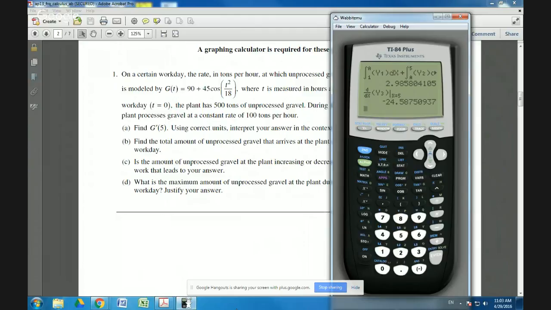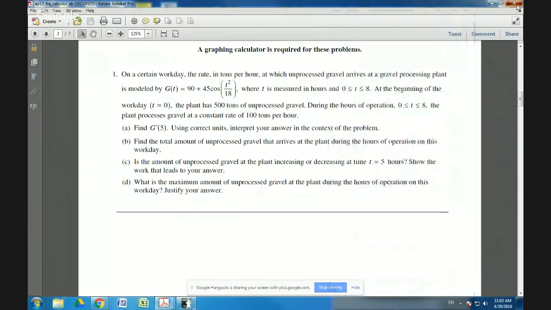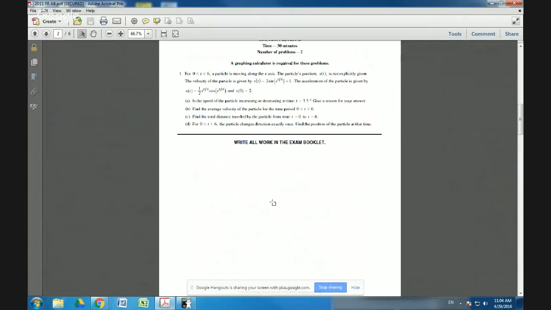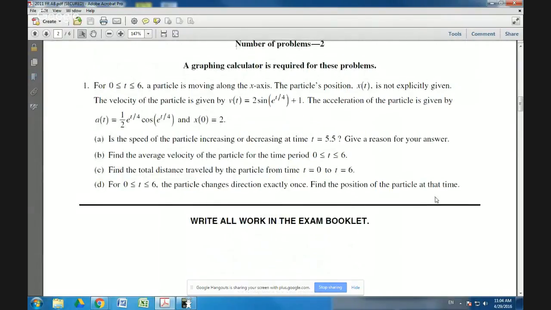So there's a derivative, right? All right, let's look at one more derivative style problem, just to make sure we're good. Okay, we're going to look at D. You have a particle. Here's the velocity function.